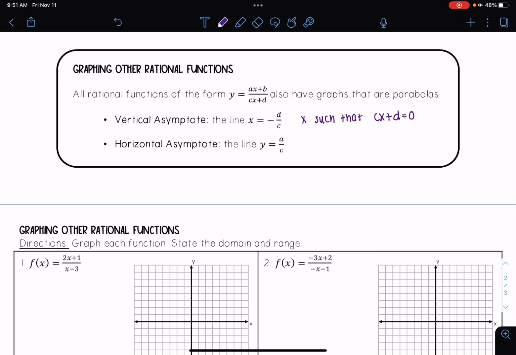And then the horizontal asymptote is the line y is equal to a over c. So those numbers in front of x, you're going to divide those, and that's going to be your horizontal.